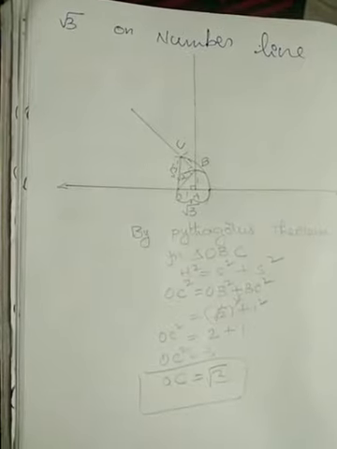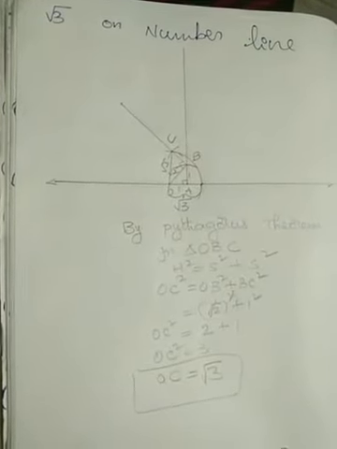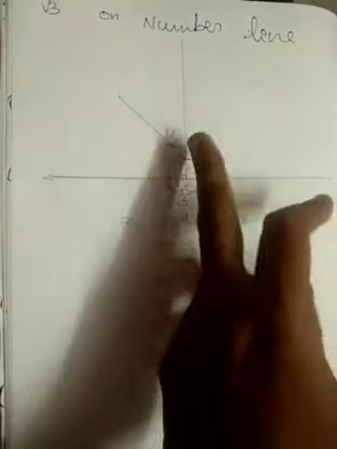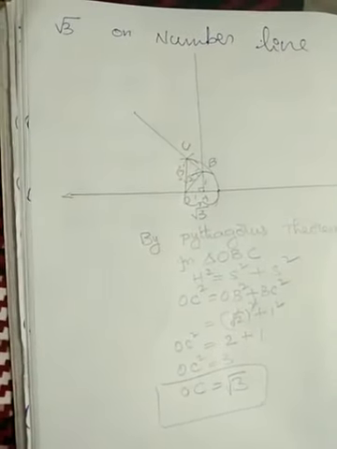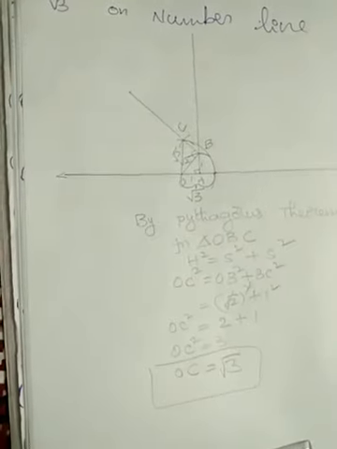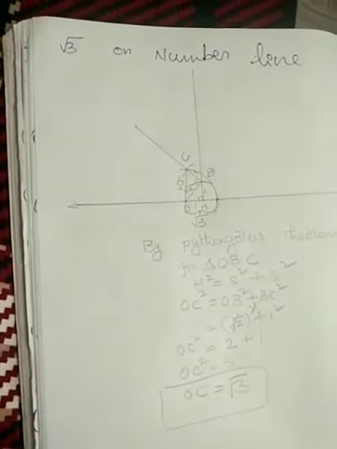Okay. So in this way you can represent any irrational number on the number line. This is called the spiral square method. And again, take unit distance, you can represent root 4. Again take unit distance, you can represent root 5 on the number line. So thank you.